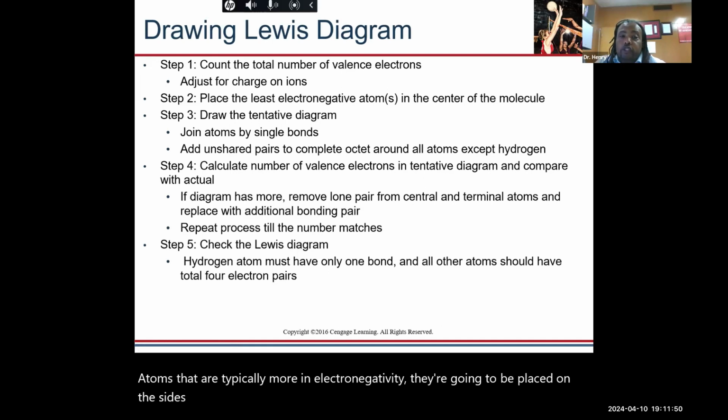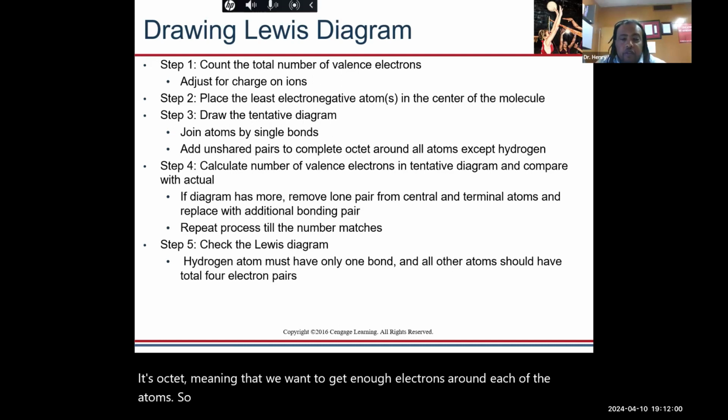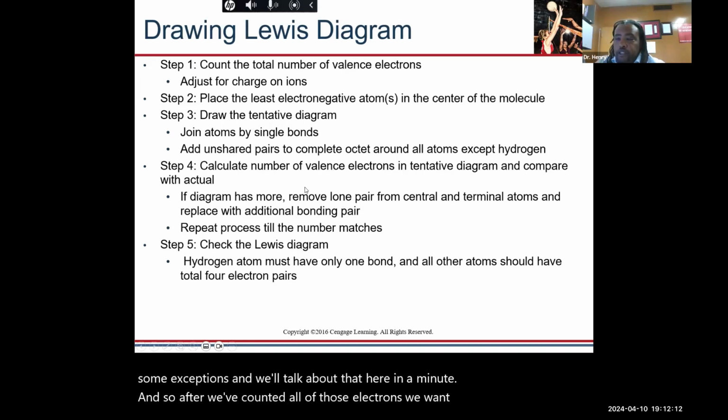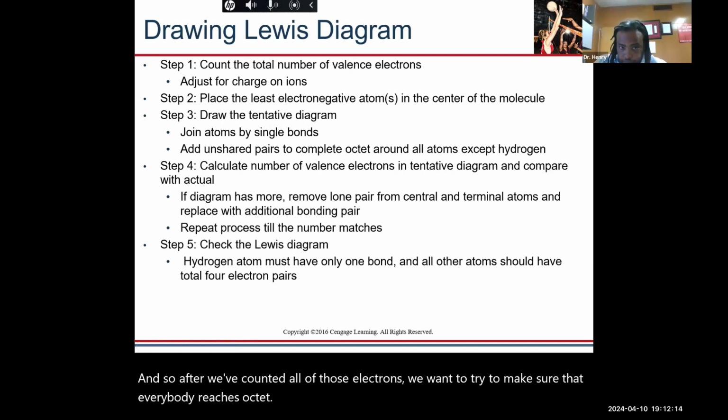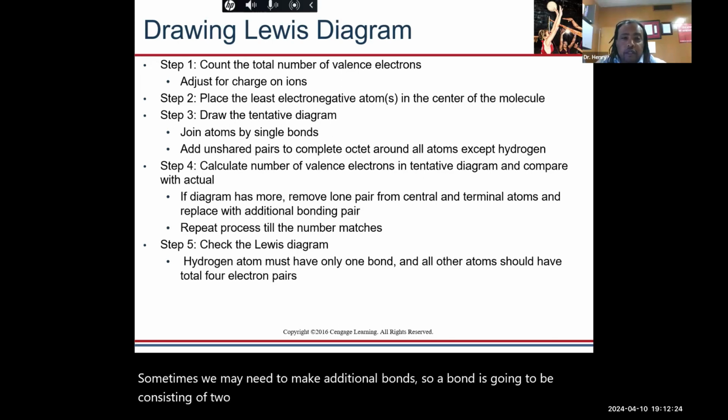Then our goal is to reach an octet, meaning that we want enough electrons around each of the atoms so that there's 8. This is all atoms except hydrogen, and there are going to be some exceptions, which we'll talk about in a minute. After we've counted all of those electrons, we want to make sure that everybody reaches an octet. Sometimes we may need to make additional bonds. A bond consists of two electrons together, right?